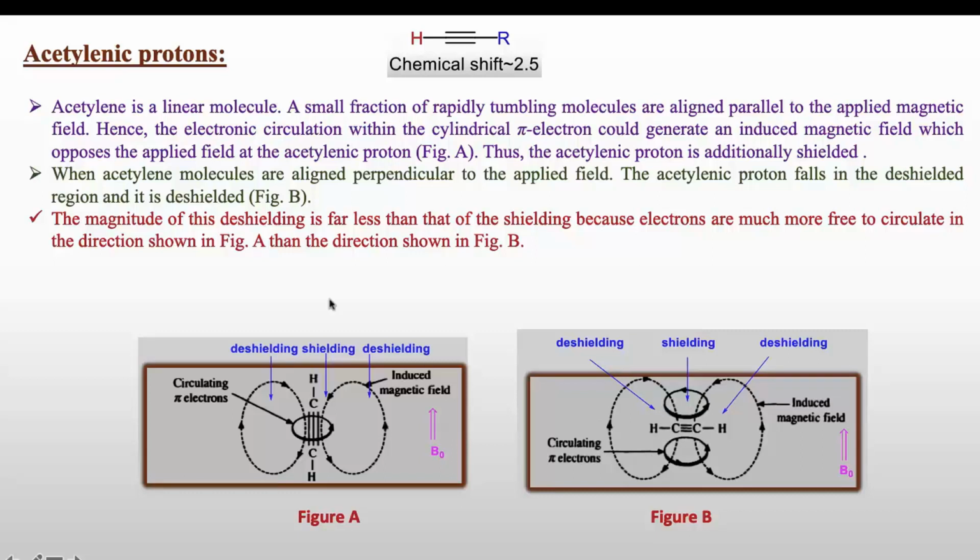But the magnitude of this deshielding is far less than that of shielding, because electrons are much more free to circulate in this direction, as shown in figure A. So this will be the major fraction. That's why the chemical shift value for the acetylene proton is only 2.5 ppm. It's not like alkene protons, which come at around 5.5 ppm.